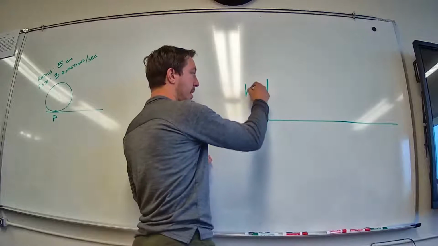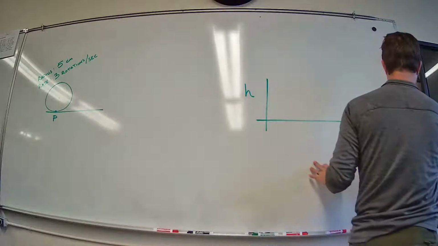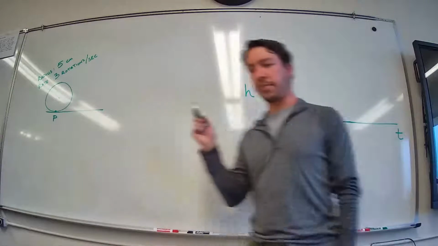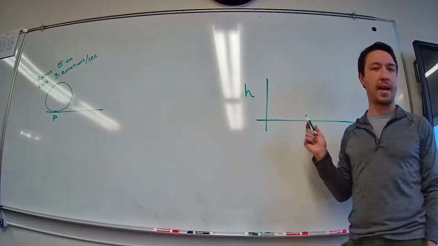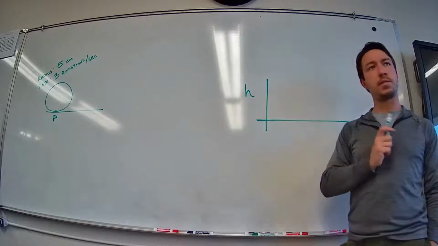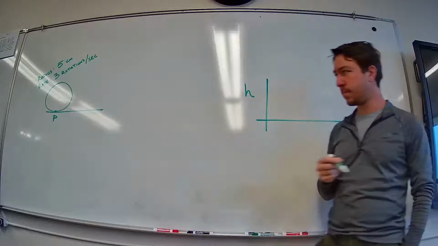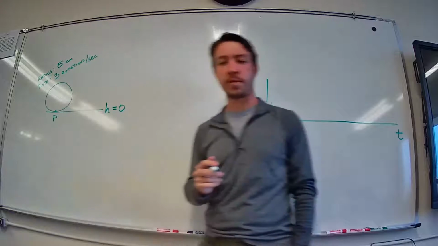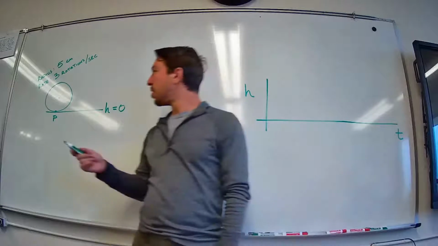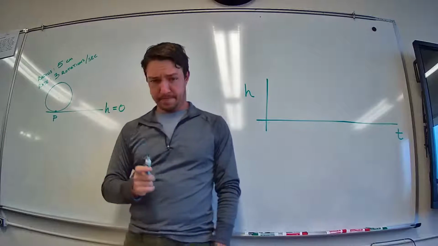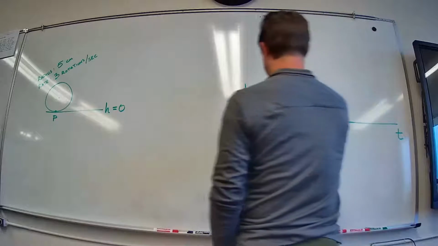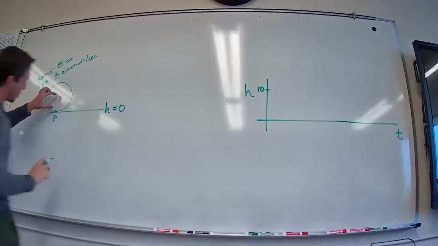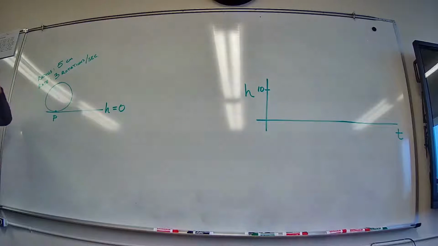So let's say here's the height of the point, and here's time. We're going to fill this out with some basic common sense. For example, what's the minimum height of the point? 0, assuming the ground is height 0, which seems reasonable. What's the maximum height? 10. Because the radius is 5, so double the radius gives you the height.